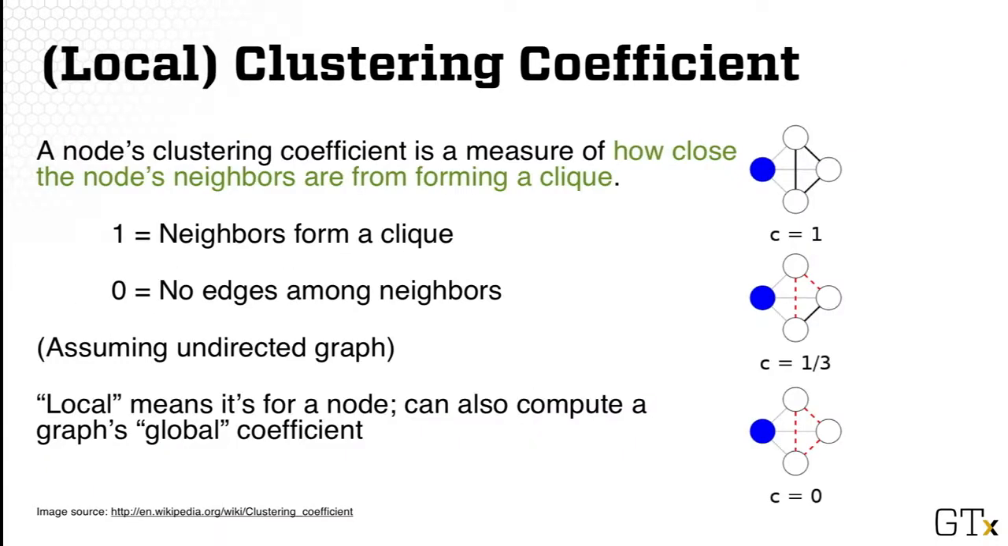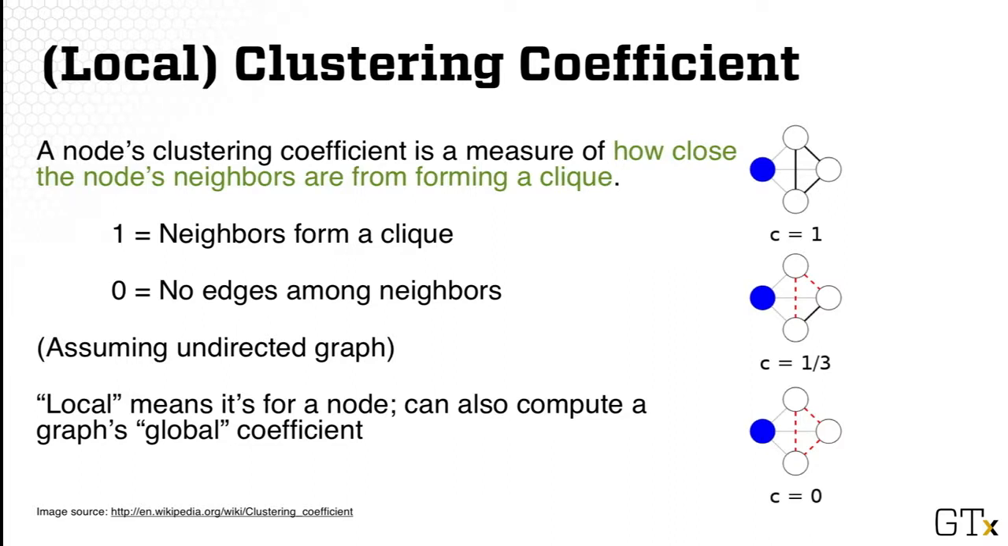Another popular centrality measure is the clustering coefficient. It's a measure for a node of how close the node's neighbors are to forming a clique. For example, if all your neighbors know each other very well, then you have a really high clustering coefficient, because all your friends know each other. They're forming a lot of triangles. So that's a very close-knit community.